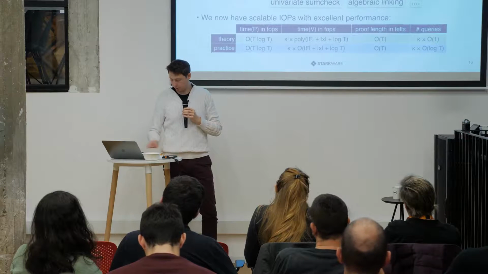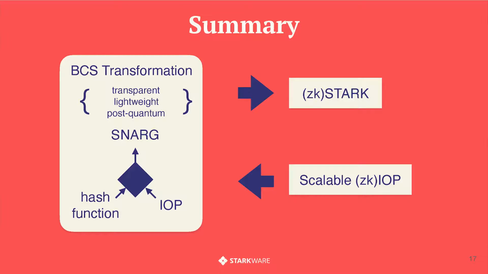Okay, so I'm at 17 minutes after the break, and I think I'm going to summarize here. What I have explained is a generic transformation that takes a multi-round PCP called an interactive oracle proof and any hash function modeled as a random function, and it gives you back a SNARG with lots of nice properties like being transparent, lightweight, and post-quantum. This is the paradigm that you can put together with efficient IOP constructions that will give you efficient STARK constructions.